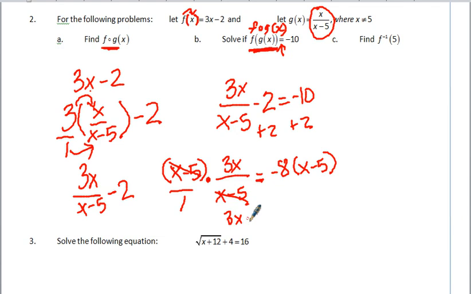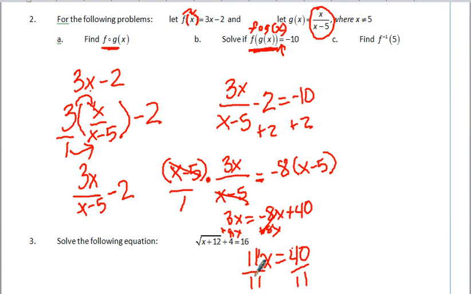So that gives you 3x equals negative 8x plus 40. And then we're just going to move the 8x over by adding 8x. And that gives you 11x equals 40. And just divide by 11. And that's what you're asked to do. Okay?